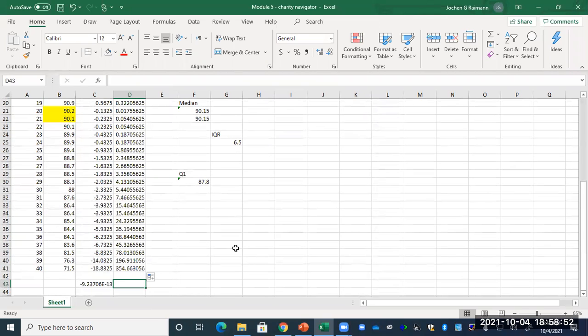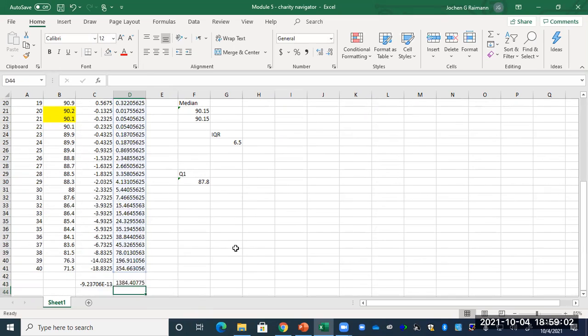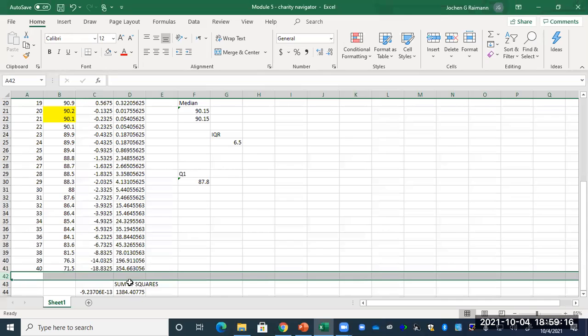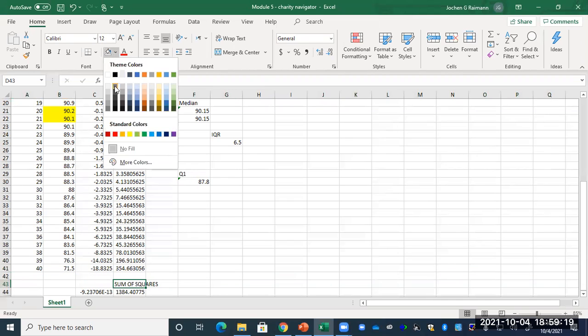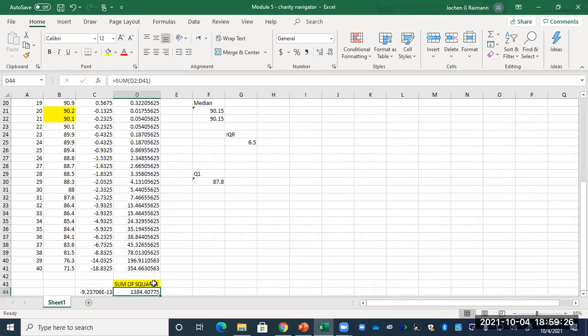And now you see no more negative numbers. And you're summing now D2 to D41. And this here is your first sum of squares, commonly abbreviated as SS, which you will see quite a bit. Okay. We're making this yellow now. Okay. So this is the sum of squares.